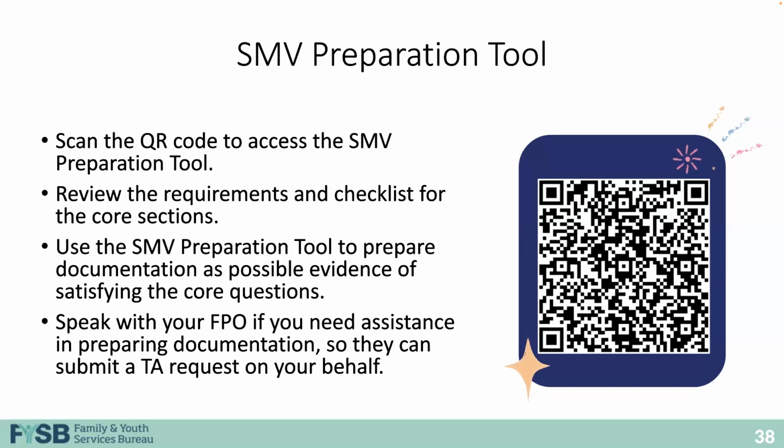Review the requirements and the checklist provided for each course section. You are able to use this tool to prepare documentation as possible evidence of satisfying the core questions listed. Speak with your federal project officer if you need assistance in preparing documentation so that they can submit a technical assistance request on your behalf.